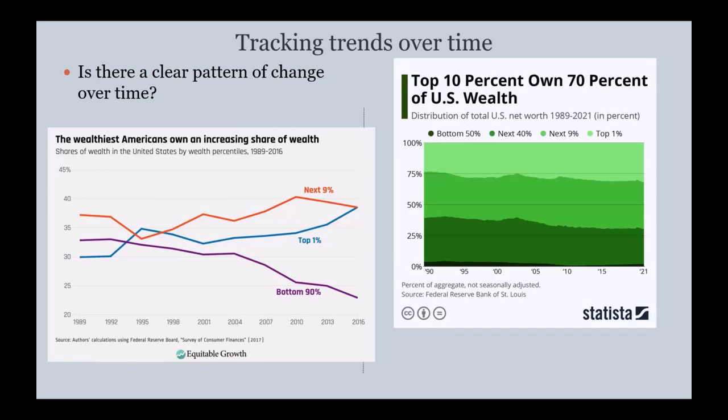Here we go. Here's some trends. These are basically the same data. You have an area chart here. The top over here is the top 1%. That's the next 9%. This is the next 40%. That is the bottom 50%. This is sort of the same thing. Starting with 1989, you're tracking the top 1%, next 9%, and bottom 90%.